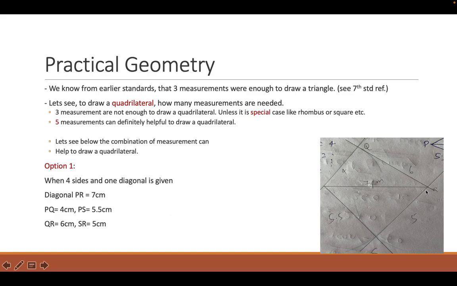That has to be drawn first, and then PQ and QR. PQ and QR, 4 cm and 6 cm, are given, so that you can draw initially the upper top rectangle. And this one you already know from 7th standard how to draw. So the upper portion of the quadrilateral is already drawn.